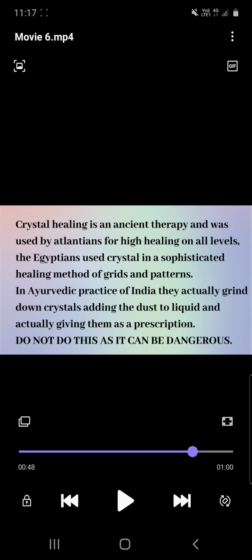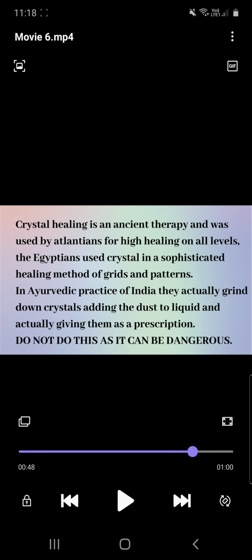So crystal healing is an ancient therapy and was used by Atlanteans for high healing on all levels. Used by the Egyptians, and they had a sophisticated healing method of grids and patterns. Now, Ayurvedic or Ayurvedic, it just depends who you talk to. I pronounce it Ayurvedic, like that, but that's how I learned it. It does vary. You can just pronounce it Ayurvedic if you want. So that practice is in India.